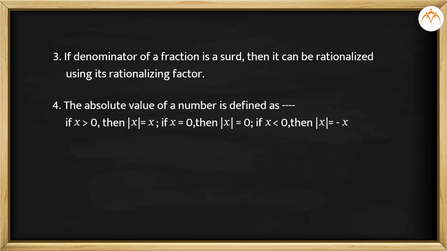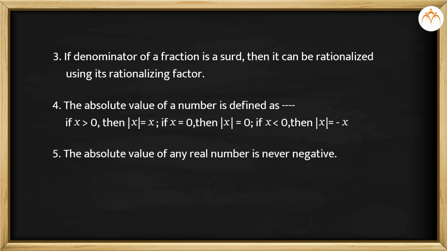The absolute value of a number is defined as: if x is greater than 0, then absolute value of x is equal to x. If x is equal to 0, then absolute value of x is equal to 0. And if x is less than 0, then absolute value of x is equal to minus x. The absolute value of any real number is never negative.